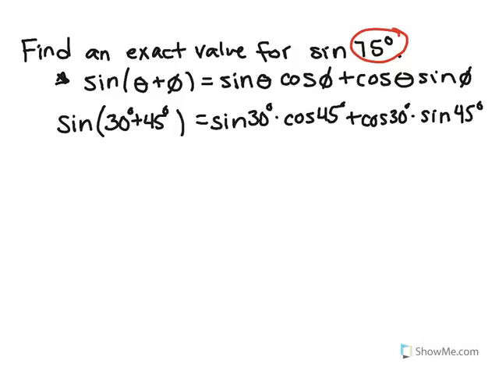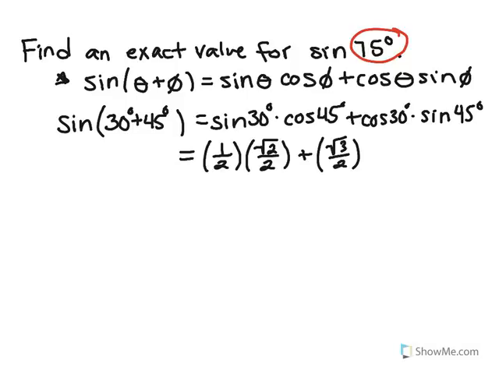So here's how we're going to simplify this. We're going to only use our exact values because in the instructions it wants an exact value. So stay with that the whole way through. That way when you get to your answer, you'll be good to go. So sine of 30 degrees is 1/2. The cosine of 45 degrees is the square root of 2 over 2, plus the cosine of 30 is the square root of 3 over 2, and sine of 45 is also square root of 2 over 2.